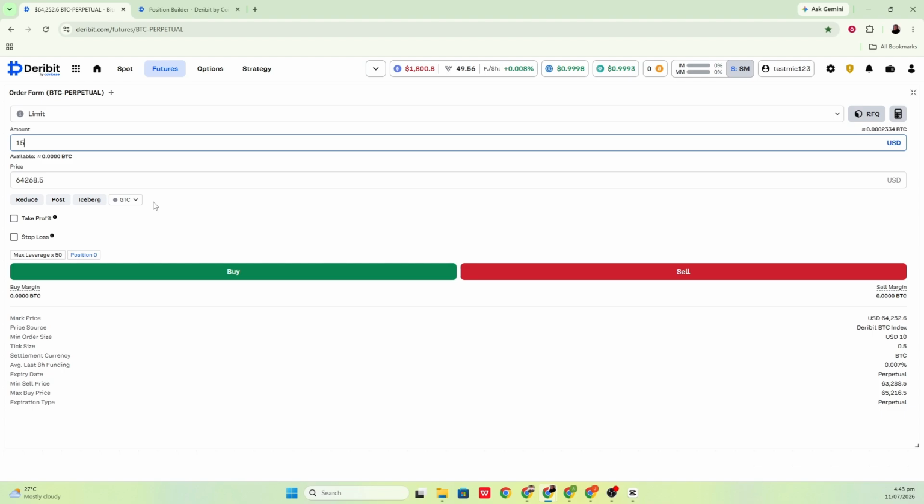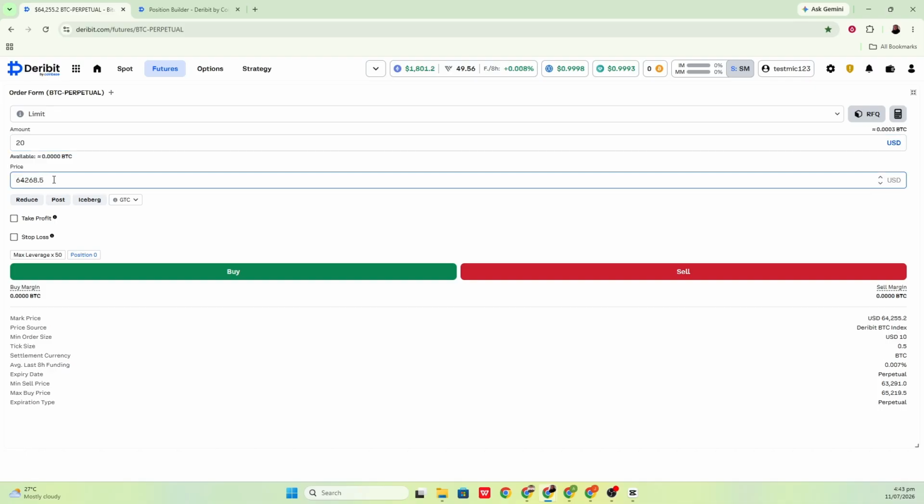If you selected a limit order, enter your preferred entry price in the price field. Then enter the position size. Keep in mind that Deribit's standard BTC contracts are inverse contracts. This means the position size is entered as a USD value, while your profits, losses, and collateral are calculated and settled in BTC. For example, entering 10,000 represents a long position worth 10,000 US dollars in Bitcoin contracts.